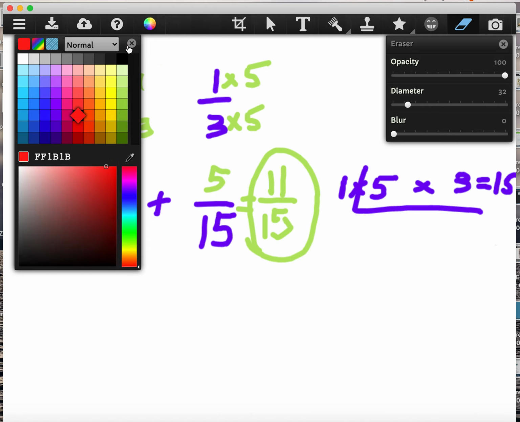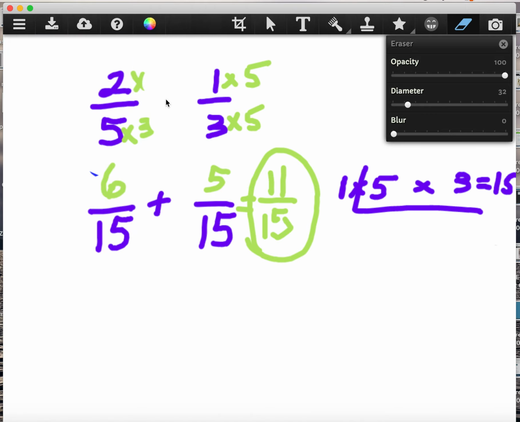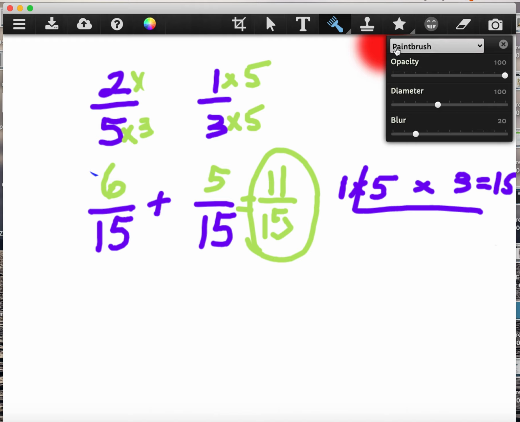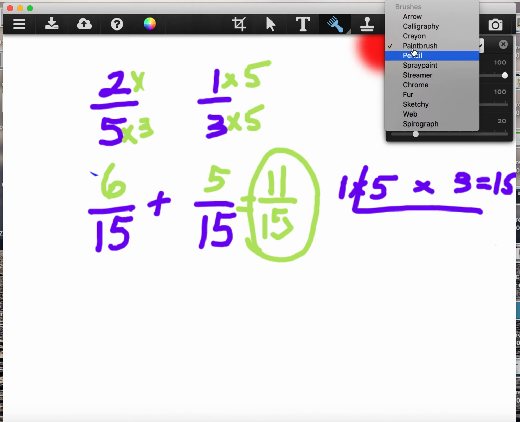Okay? So when you're subtracting, let me get my pencil back. Not sure why it's doing that. Come on. All right, here we go.